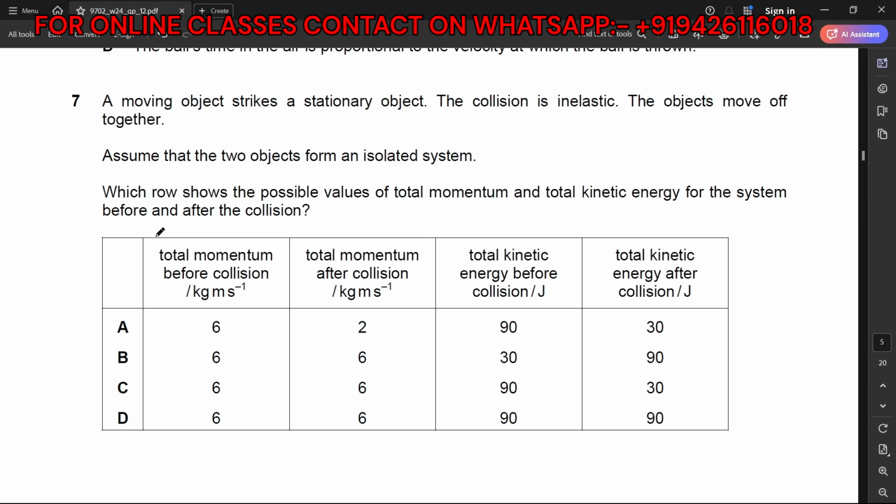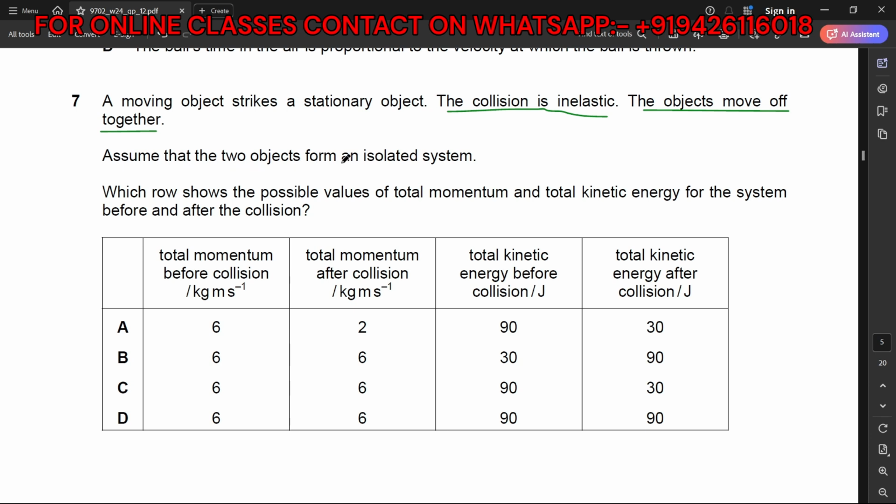Now, for the seventh question, it is given that a moving object strikes a stationary object, which is an inelastic collision that we're going to have if they're going to move together, and that's exactly what's happening over here. A moving object strikes a stationary object. The collision is inelastic, is already mentioned, okay? The objects move off together. Once we collide, both the masses are going to be fused together and then move with a constant velocity, like a common velocity.